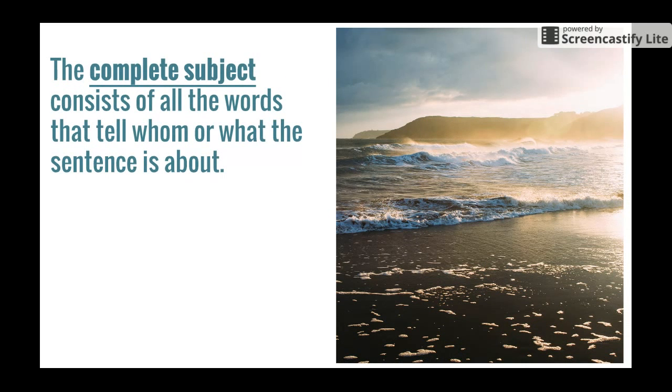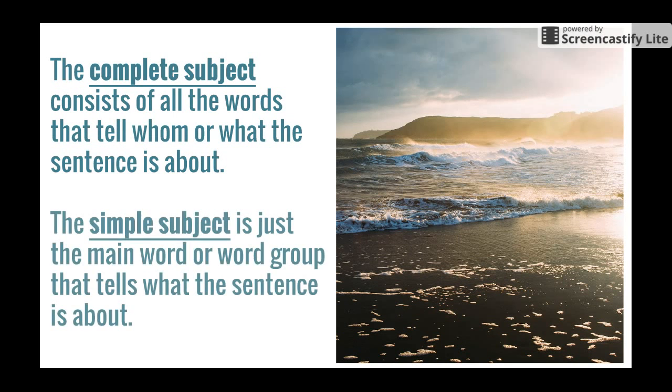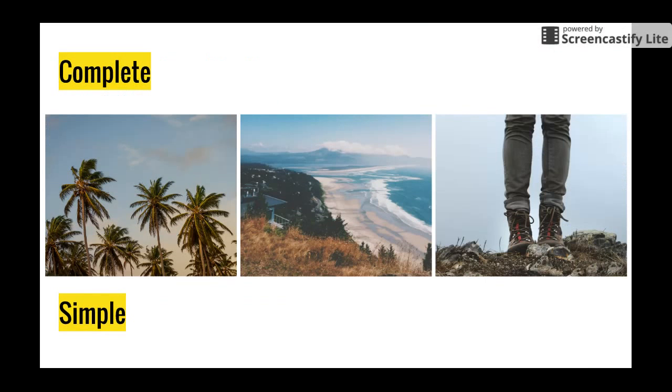Now, the subject is divided into two parts. The first part is the complete subject. This consists of all the words that tell whom or what the sentence is about. Now, the other part, and this is within the complete subject, is the simple subject. The simple subject is just the main word or word group that tells what the sentence is about. Now that sounds confusing, but once you see the examples, you'll see it's very simple.